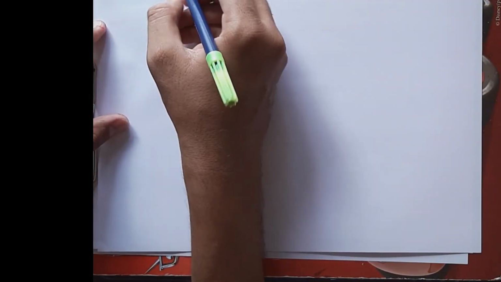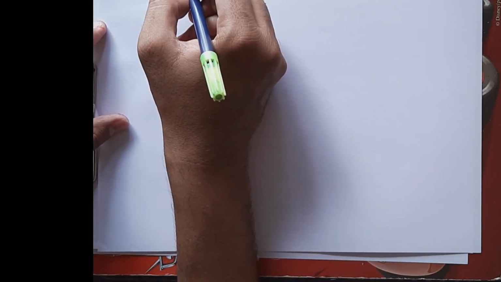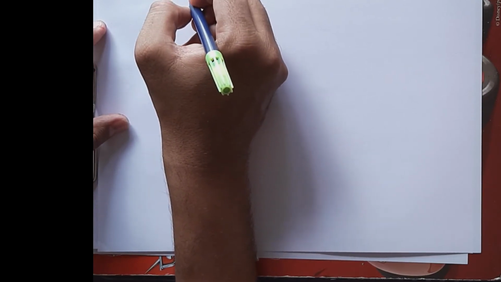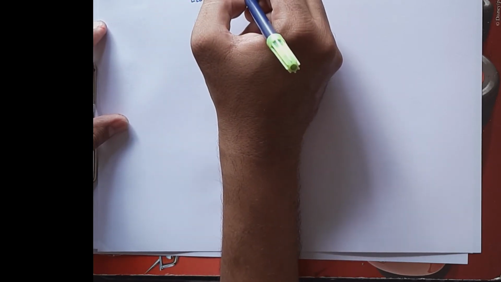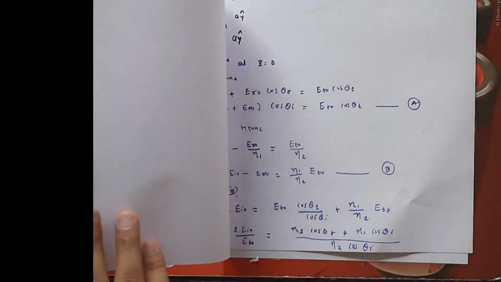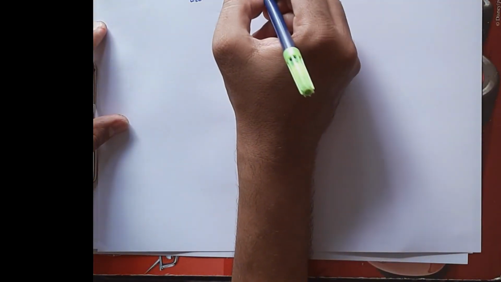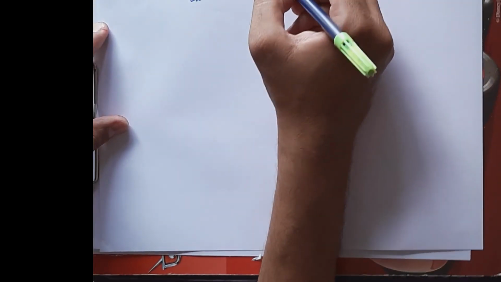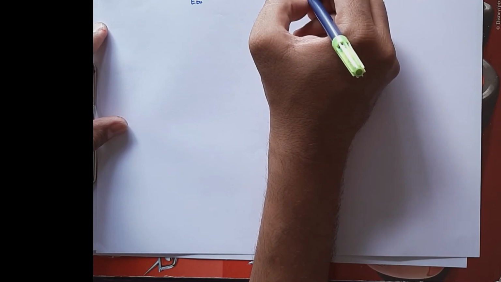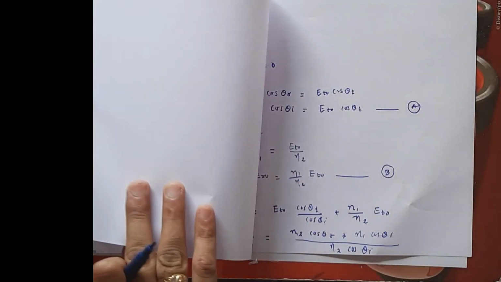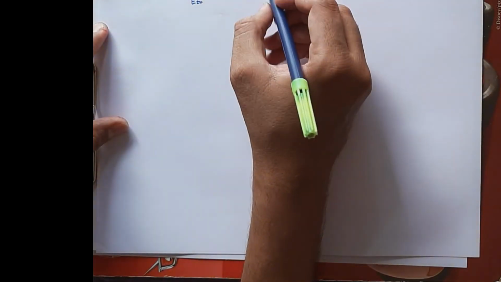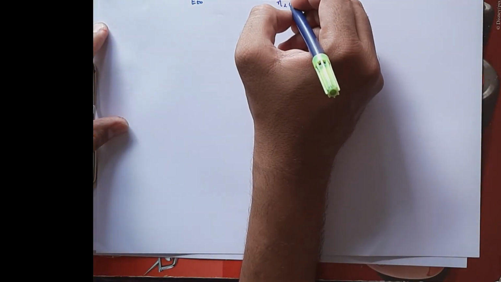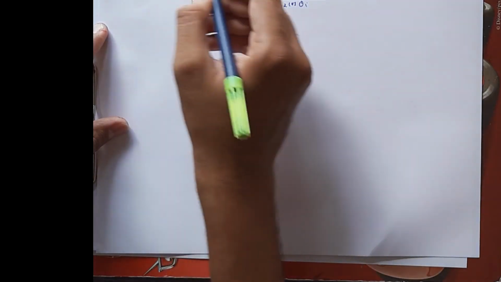I will just rearrange this term. So E_t0 by E_i0 is equal to 2 times N2 cos theta_i divided by N2 cos theta_t plus N1 cos theta_i.